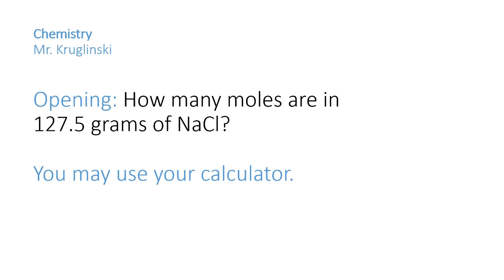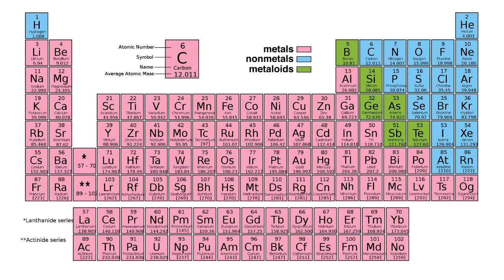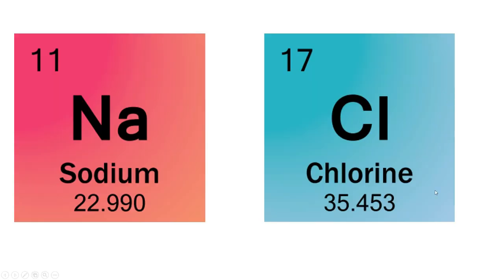Okay, we're back. How many moles are in 127.5 grams of sodium chloride? Well, we want to go to our periodic table and find the atomic mass of sodium. We want to find the atomic mass of chlorine. So here they are. Sodium has an atomic mass of 22.990. That also means that 1 mole of sodium weighs 22.990 grams. Chlorine, or 1 mole of chlorine, weighs 35.453 grams. So sodium chloride has 1 sodium, 1 chlorine.